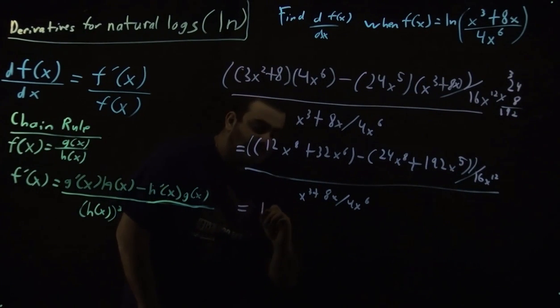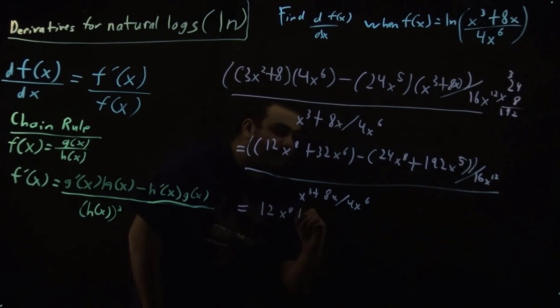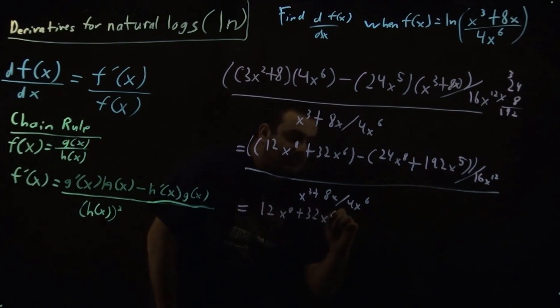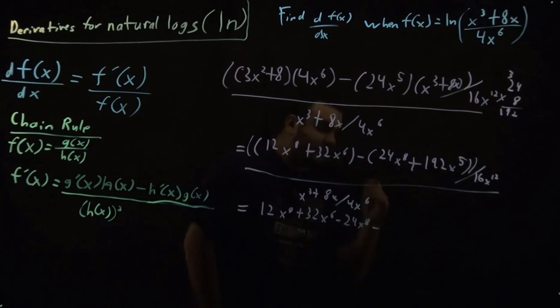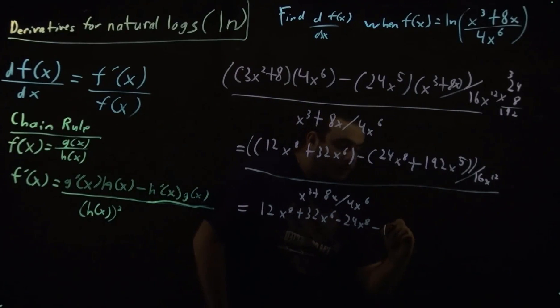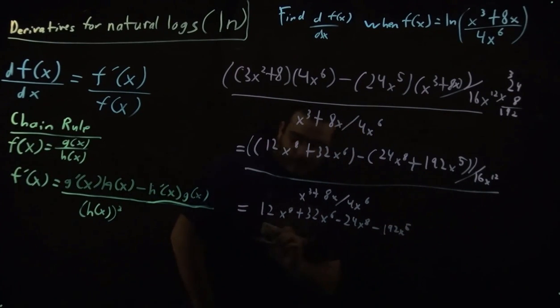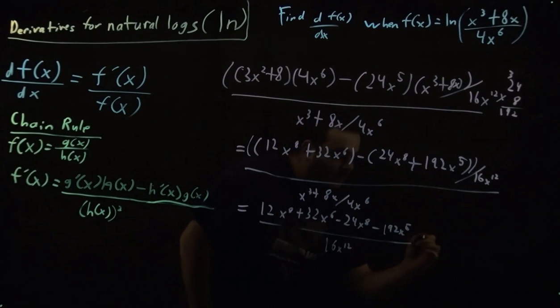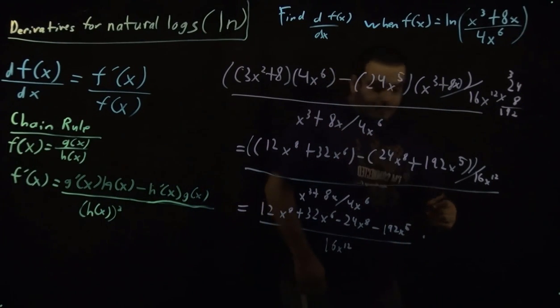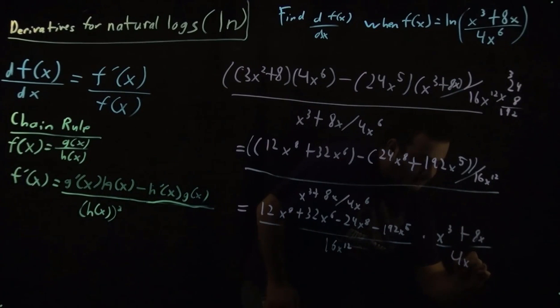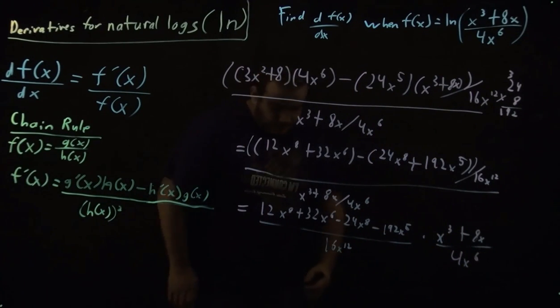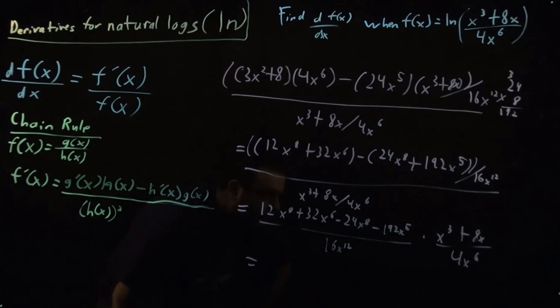So it's 12x to the 8th plus 32x to the 6th minus 24x to the 8th, minus, because it's a minus and a positive number, 192x to the 5th, all divided by 16x to the 12th times x cubed plus 8x divided by 4x to the 6th. And from there, all we do is simplify a little bit more.